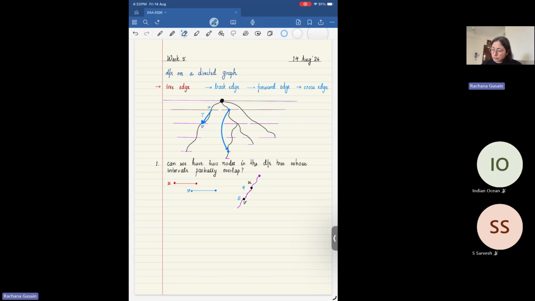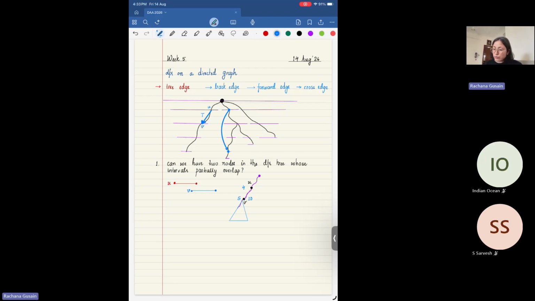So from here, I'm going to start exploring the adjacent nodes of V. And from there again, I might have to explore other nodes. So essentially, I'm going to get a subtree here. And once I'm done with this subtree, once I have assigned the start and finish time to all the nodes in this subtree, then I'll come back to V and assign it a finish time. So let's say I assign this a finish time of 10.